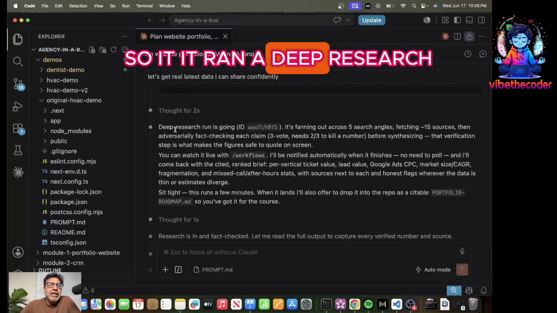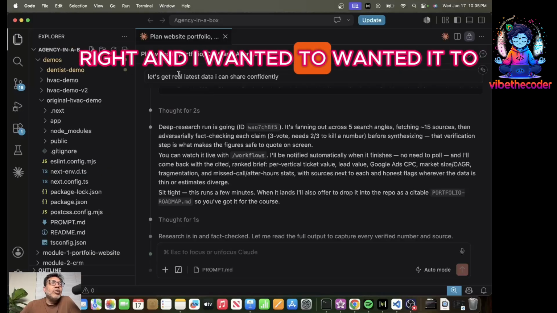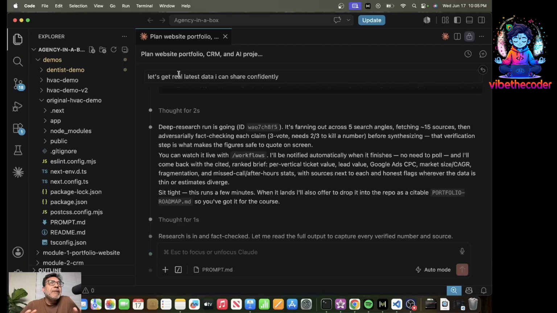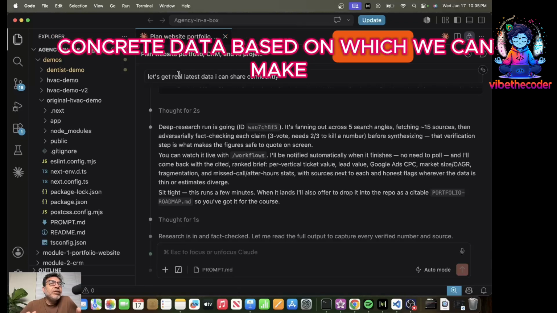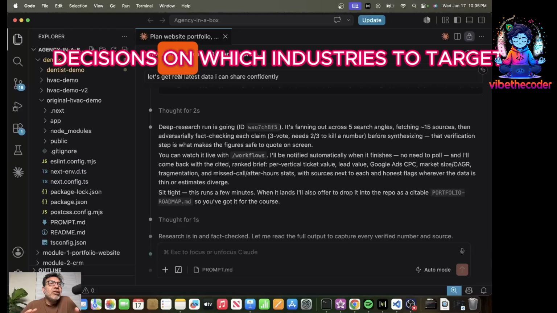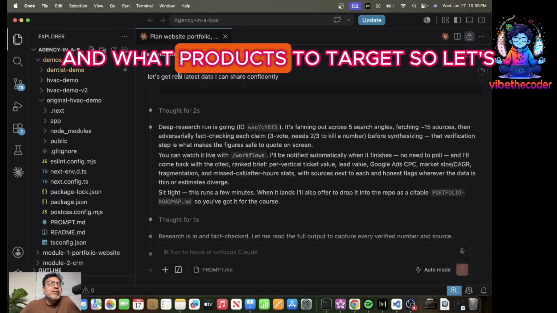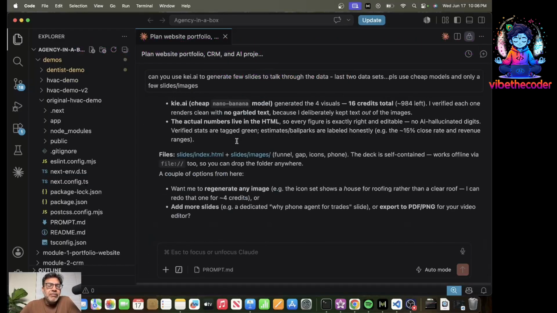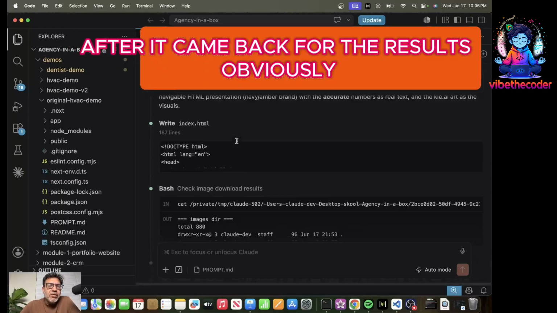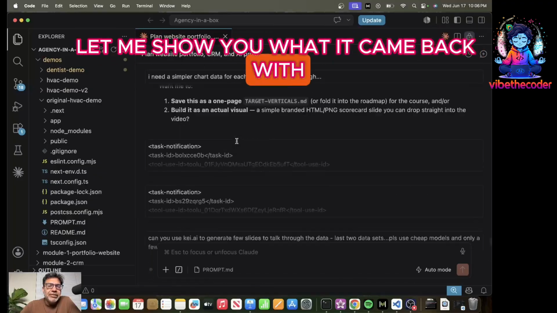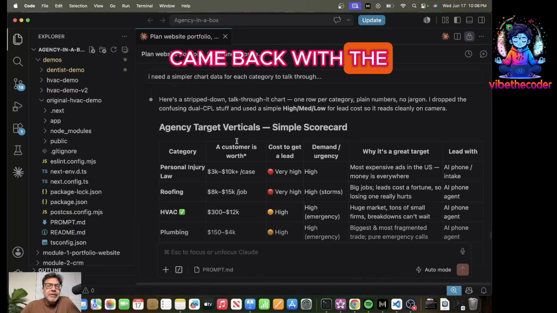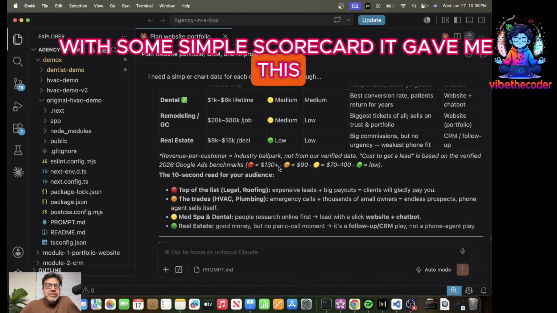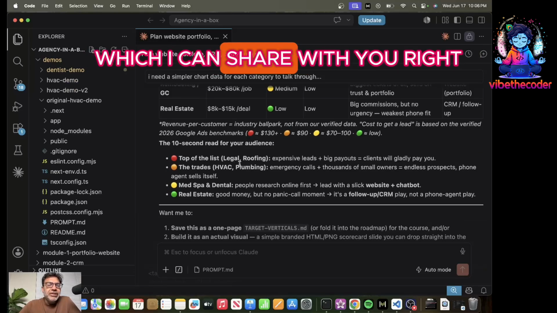So it ran a deep research, and I wanted it to use the deep research to get me concrete data based on which we can make decisions on which industries to target and what products to target. And after it came back with the results, let me show you what it came back with. It came back with the agency target verticals with a simple scorecard. It gave me this, and it gave me some talking points which I can share with you.